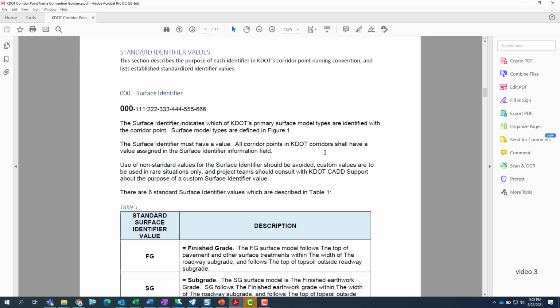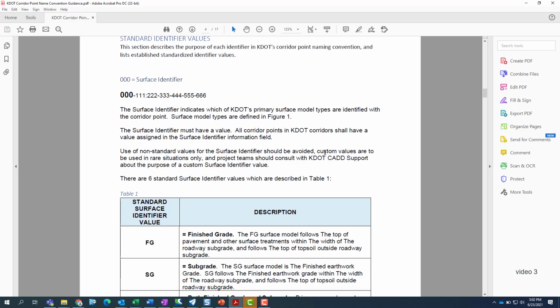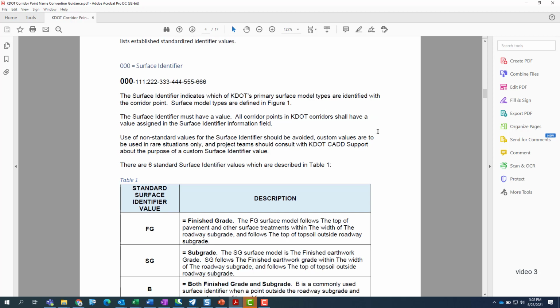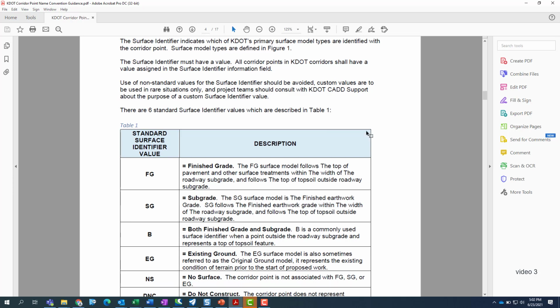The surface identifier identifies the major surface model type that a corridor point may be associated with or falls upon. So that is important because our contractors are looking at these, and it's going to help them quickly identify the points that represent or create the longitudinal break lines. It'll help them identify those longitudinal break lines that are most interesting to them for different types of surface features. So if they're looking for a top surface or a finished earthwork surface, this surface identifier is the piece of information that's going to help them find what they're looking for.